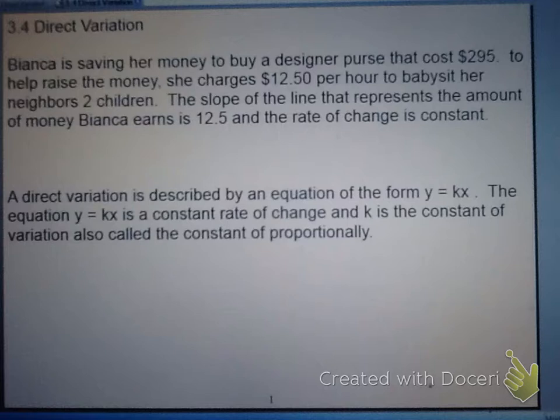The equation y equals kx has a constant rate of change, and k is the constant of variation, also called the constant of proportionality.